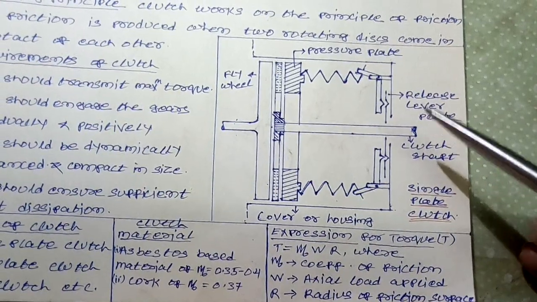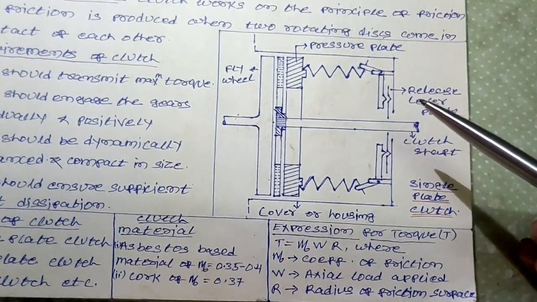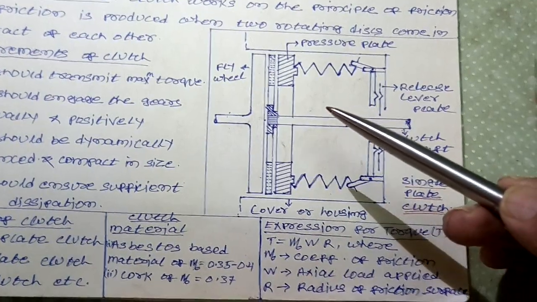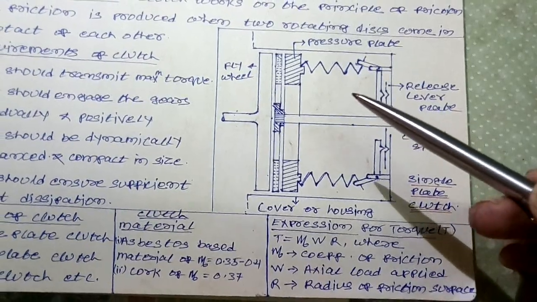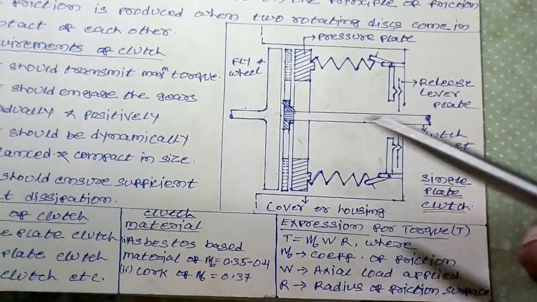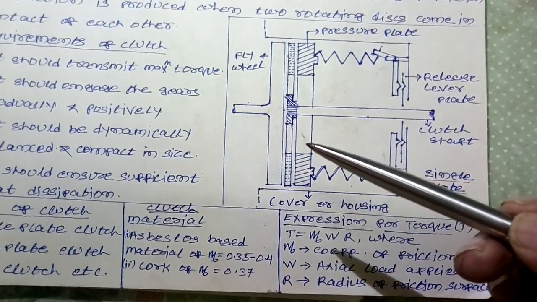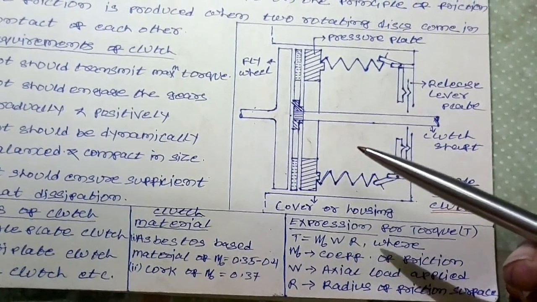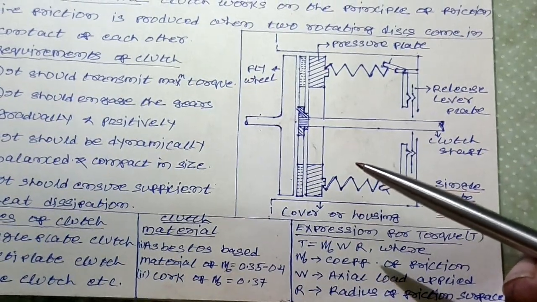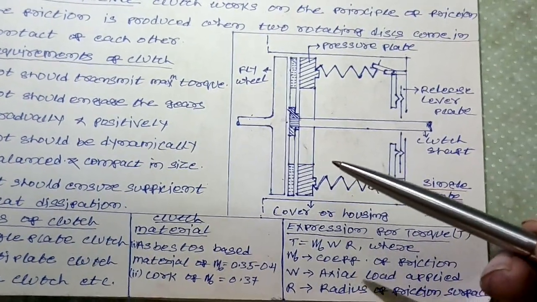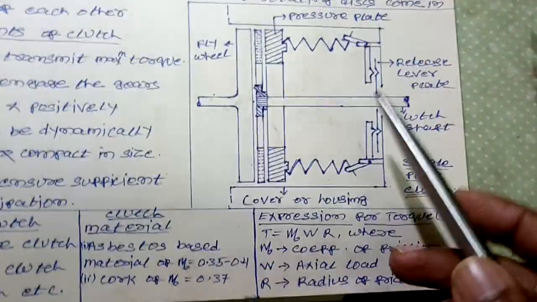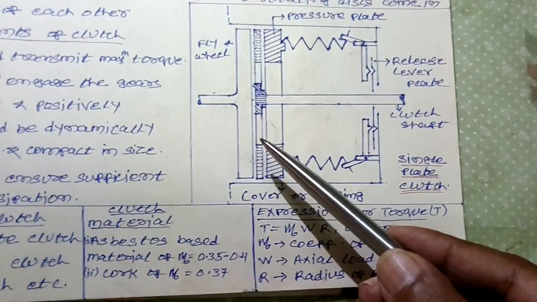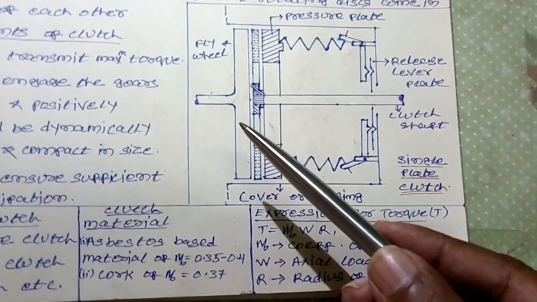The release lever plate is pressed towards the flywheel or clutch plate, and because of the movement of the release lever plate, the pressure plate moves away from the clutch plate, and that is known as the disengagement position of the clutch. Disengagement position means no power or torque is being transmitted at that time. So when the clutch is engaged, the pressure plate keeps the clutch plate pressed against the flywheel.